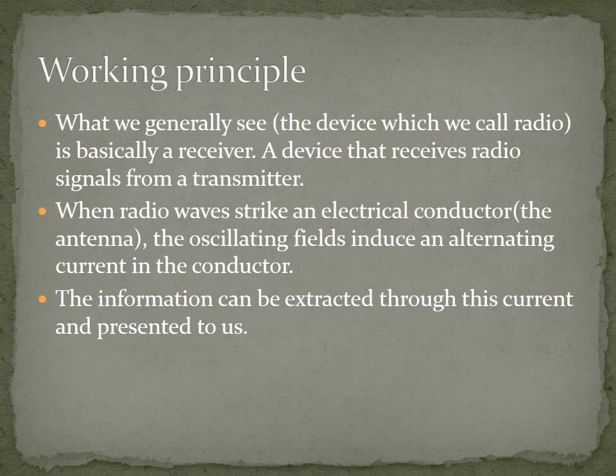This is the device which captures radio waves traveling in the atmosphere and converts them into sound which we can listen to. The antenna captures these radio waves producing an electric current which is demodulated and converted into useful information that we get in the form of songs and news and various other things.